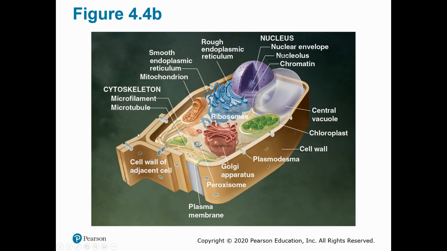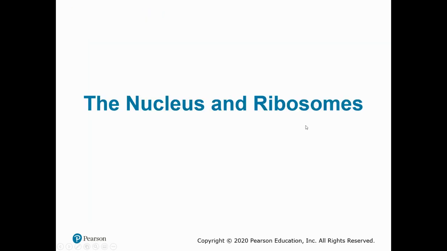Plant cell looks very similar. The big difference between the plant cell and the animal cell is the plant cell has a cell wall that the animal cell does not have. The plant cell also has a central vacuole, which is very important for the turgor pressure that the plant cell needs in order to remain upright.